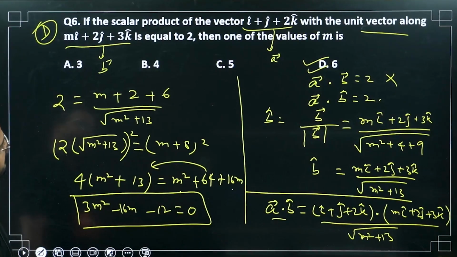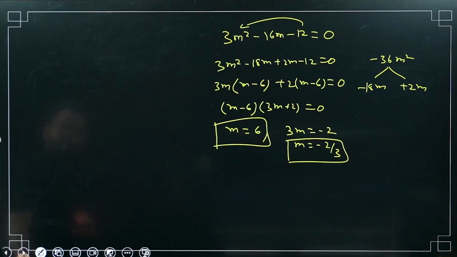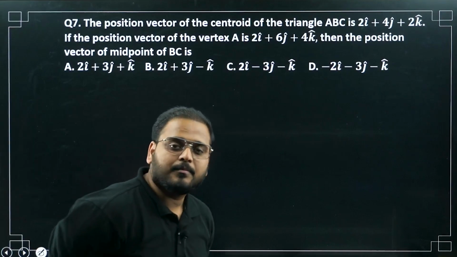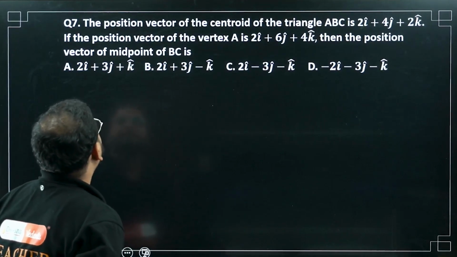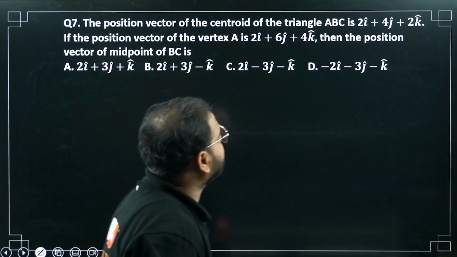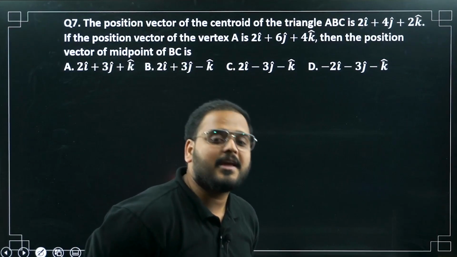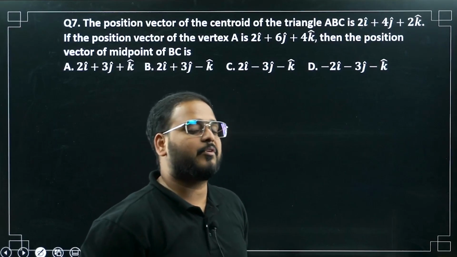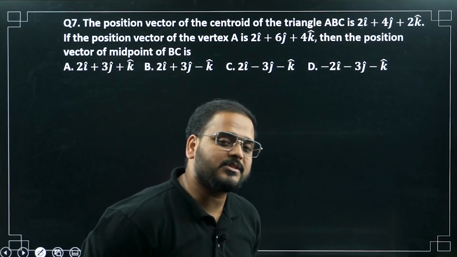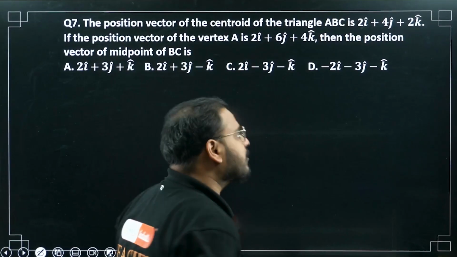Shall I move on next to question number 7? प्रश्न संख्या 7. The position vector of the centroid of the triangle. The centroid of a triangle formula was there: A plus B plus C. Where, what were A, B, C? A, B, C were the position vectors of the vertices of a triangle, sir.